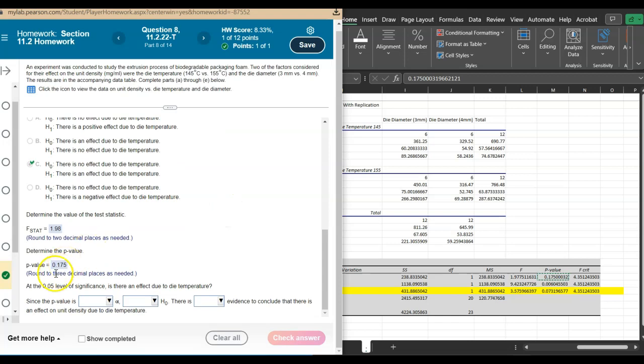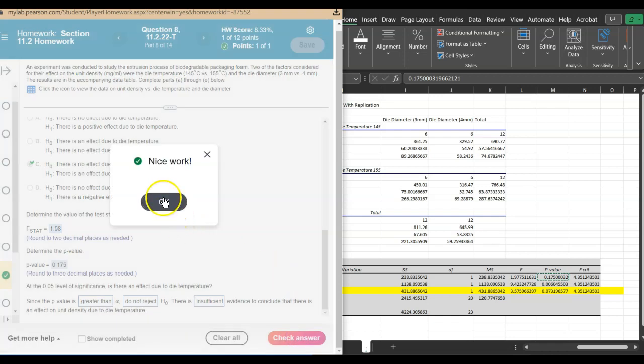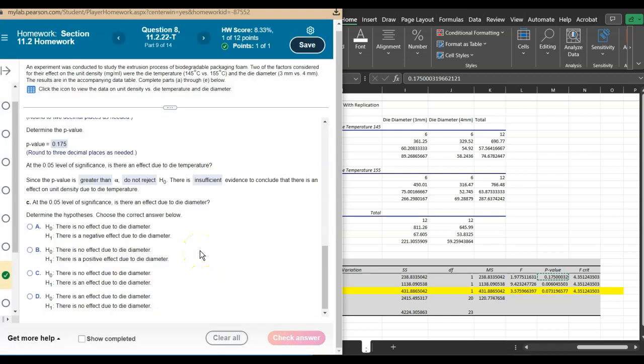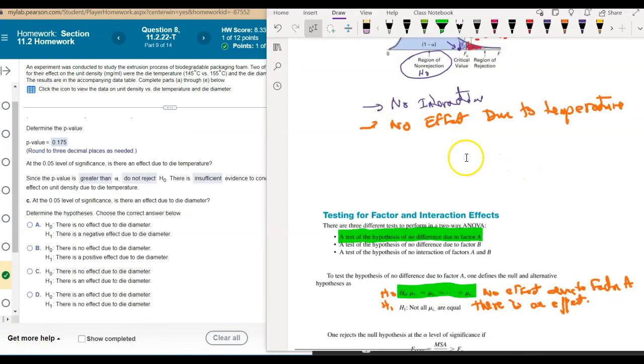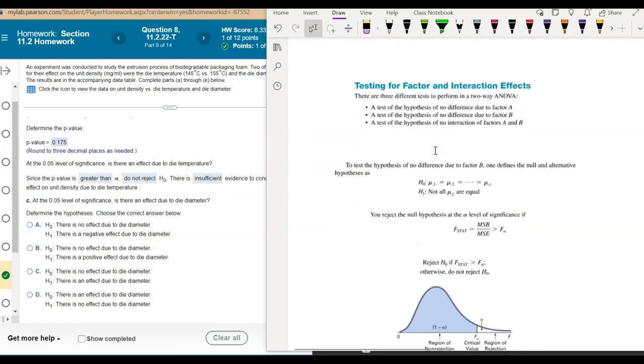All right, the conclusion right now, again, the p-value is greater than alpha. Greater than alpha, again, you are supposed to do not reject. Do not reject means insufficient evidence. So we did not reject. What does that mean? There is no effect due to temperature, and we should probably take note of this. I just added a note here: no interaction, no effect due to temperature.